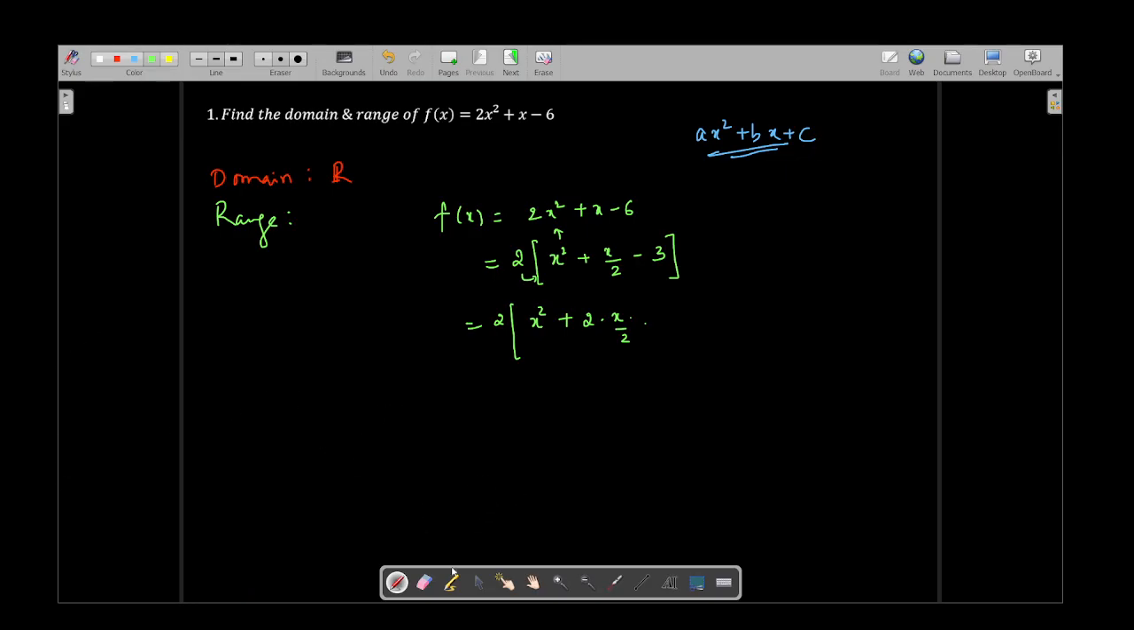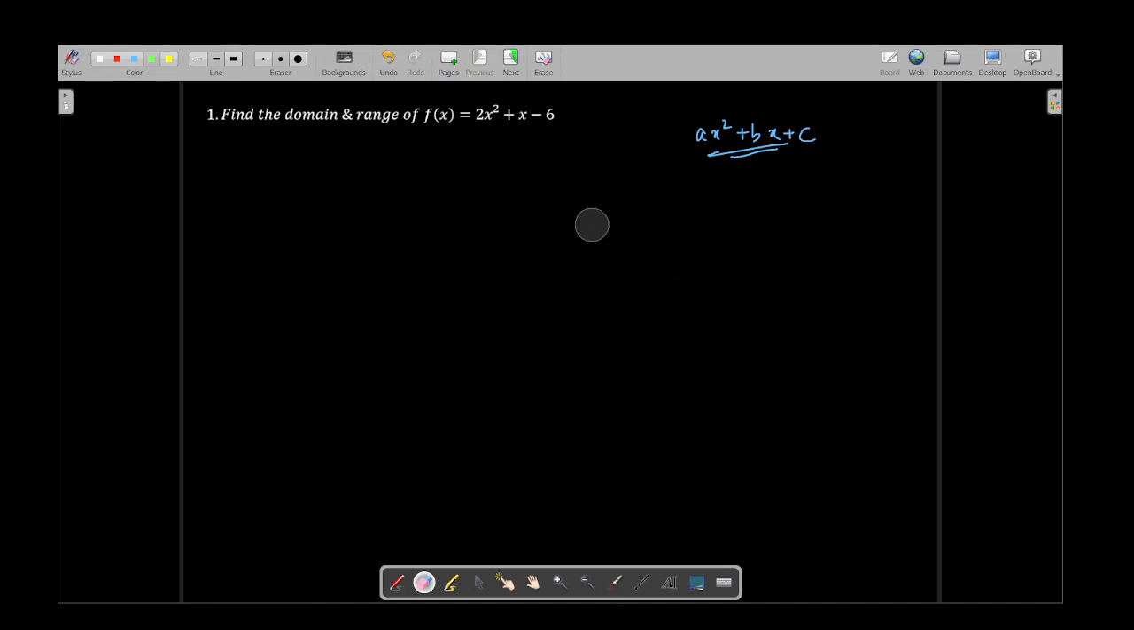Hello and welcome. In this video we will try to solve some problems on domain and range for quadratic functions. So let us solve problems of this form, that is ax square plus bx plus c form. One thing you have to note here is whenever we have a quadratic function of this form, f of x is equal to ax square plus bx plus c.